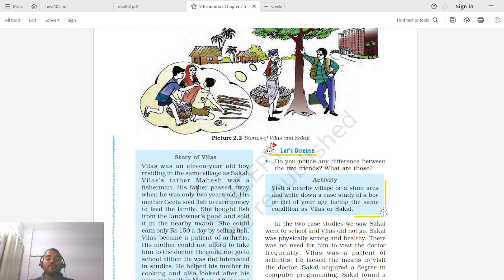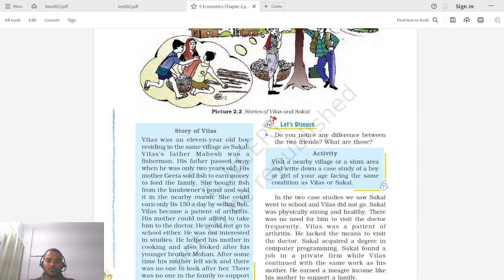The highly educated families, good educated families, they will have good health, good nutritious food, and good life, whereas poor families like Vilas, they will not have good education, they don't have good earnings, they don't have good medical facilities, and they rarely can bear any other expenses, right? So these are the major conclusions from these stories.